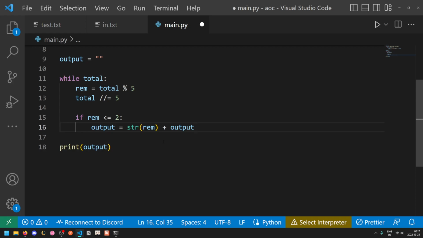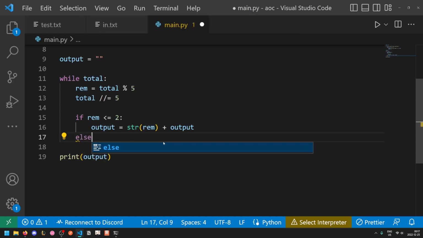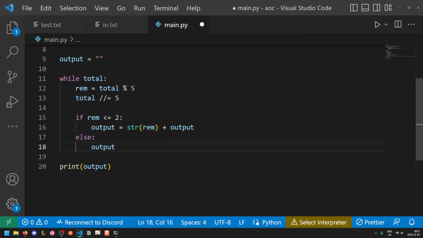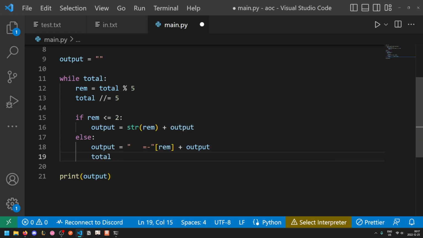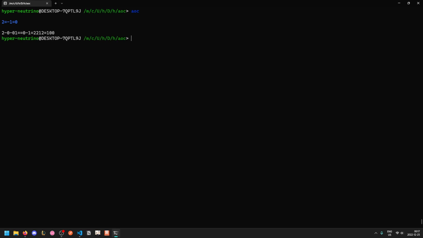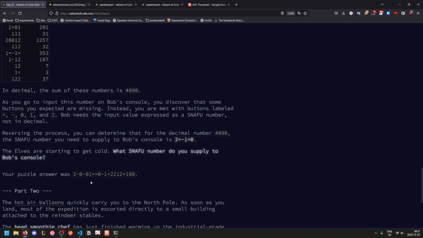Okay. And so now, otherwise, we do output equals, so we want to convert 3 into 0, 1, 2, 3 into equal sign and 4 into minus sign. Like so. And then we just do total plus equals 1. Because we've divided total by 5, and then when we add 1, we're essentially adding 5 to the original number. And so this would bump up the next place value, and that would possibly get cycled around to the negatives as well. And so we see that this now gives us our correct puzzle output.